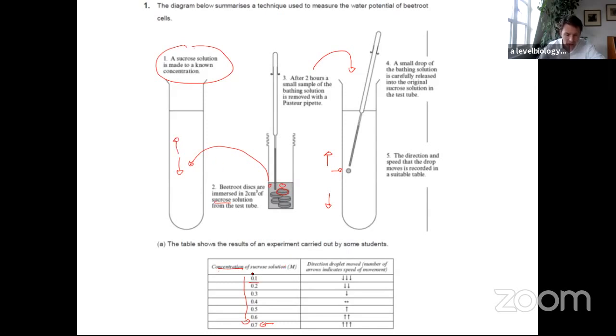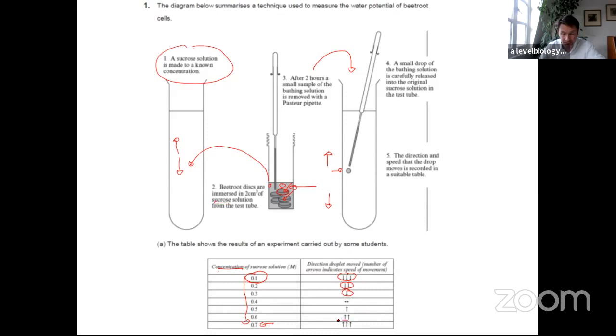Now, when they put it into 0.1 molar sucrose, then water has diffused from the sucrose solution that the beetroot cells are immersed in into the beetroot discs, which has meant that the sucrose solution has become more dense because it's lost water, which is why it sinks. When you put it into 0.2 molar, it sinks at a lower rate. 0.3 molar, it sinks at the slowest rate.